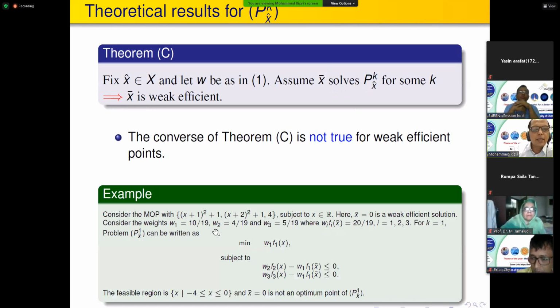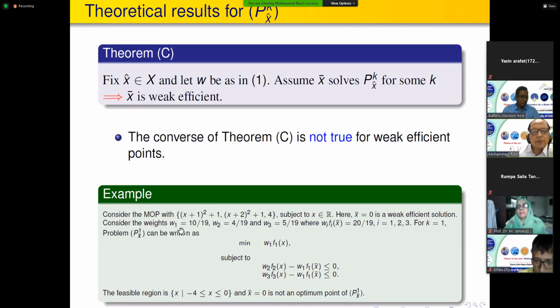If you see these examples, we have three objective functions. The first objective function is (x plus 1) whole square plus 1. Then the second one is (x plus 2) whole square plus 1, and then 4. So we have three objectives here, and the last one is a constant function. Definitely we can see that x bar equals 0 is a weak efficient solution, because we will not find any x which clearly dominates this solution. And look at the constraints: the constraint is from -4 to 0.